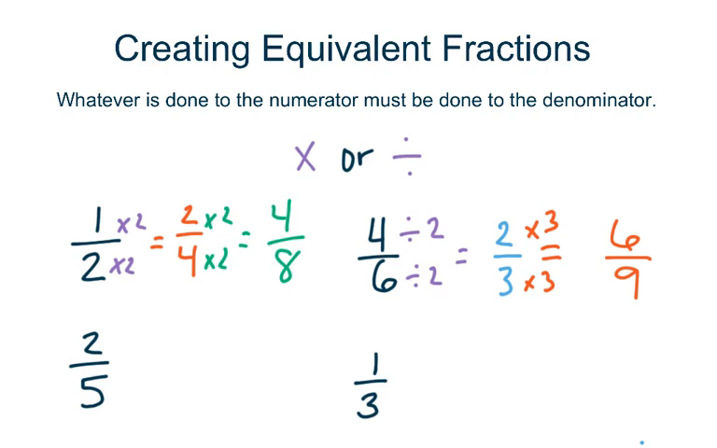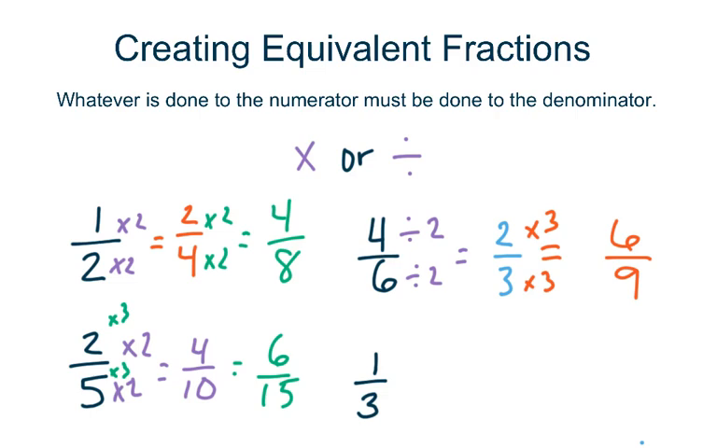Next one is 2/5. I'm going to do the same thing. I'm going to multiply times 2. And when I do that, I get 4/10. And maybe I go back to my 2/5, and instead of multiplying times 2, I'm going to multiply times 3. And when I do this, I get the fraction 6/15. 6/15, 4/10, 2/5 are all equivalent fractions.